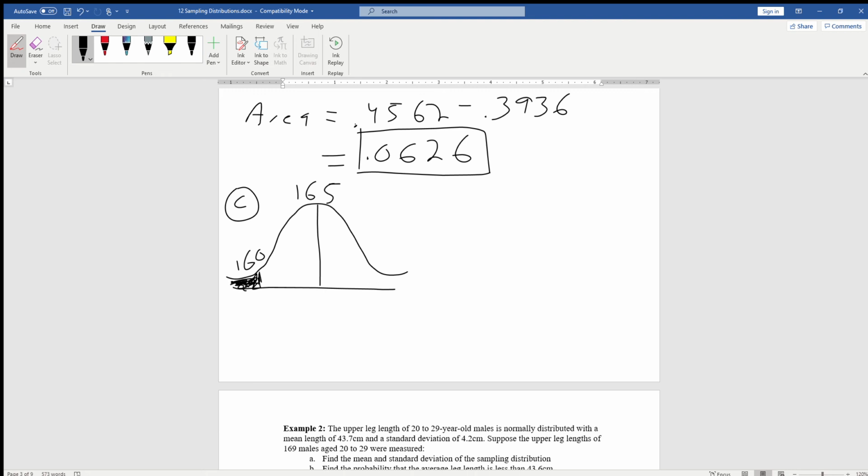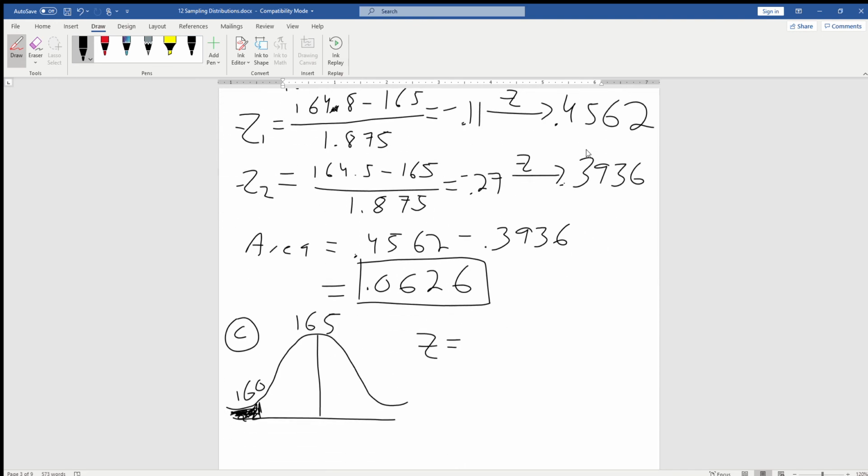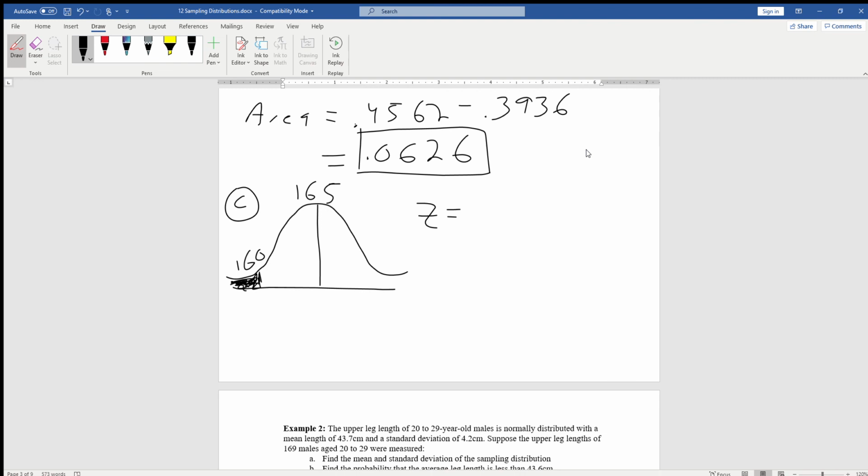So finally, we're going to use our formula. Remember, z equals x minus mu sub x bar divided by sigma sub x bar. I'll just copy it down here. So z is going to be equal to, in this case, 160 minus 165 divided by 1.875. I'm going to punch that in the calculator. I got negative 2.67 for z.